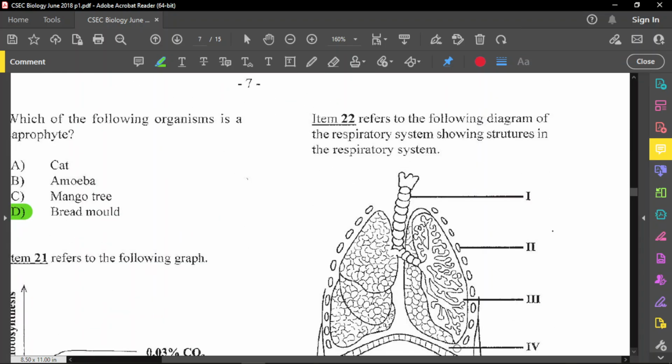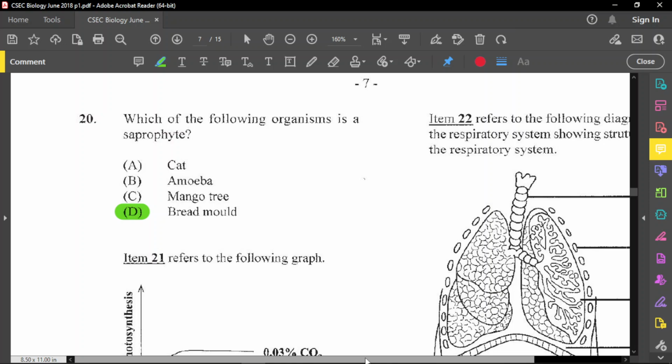Number 20. For number 20, it said, which of the following organisms is a saprophyte? And a saprophyte here is the bread mold. All right, so let's go to the next question.